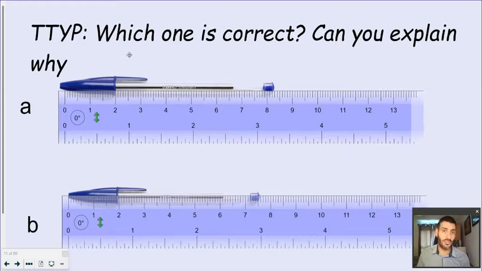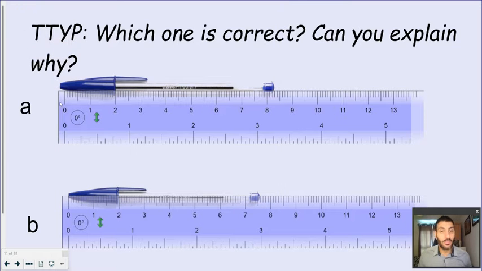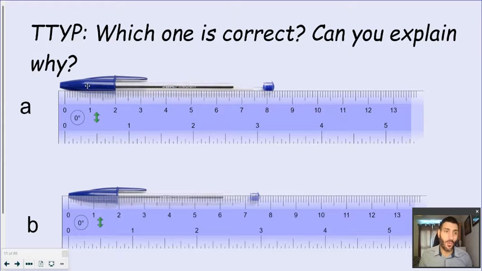Talk to the person next to you. Which one is correct, and can you explain why? Sorry, I always have slides. I'm just going to add a few things here and there. Children should identify that the object is not on the 0 here. It should be on the 0, and therefore that is incorrect. It's the wrong measurement. We have to have a 0 there.